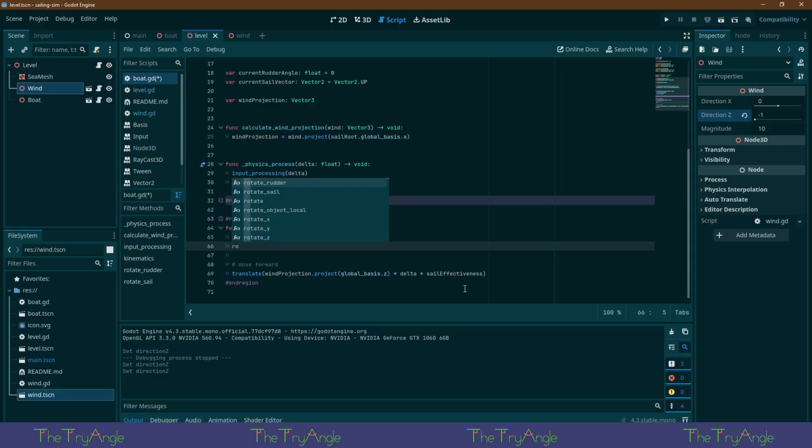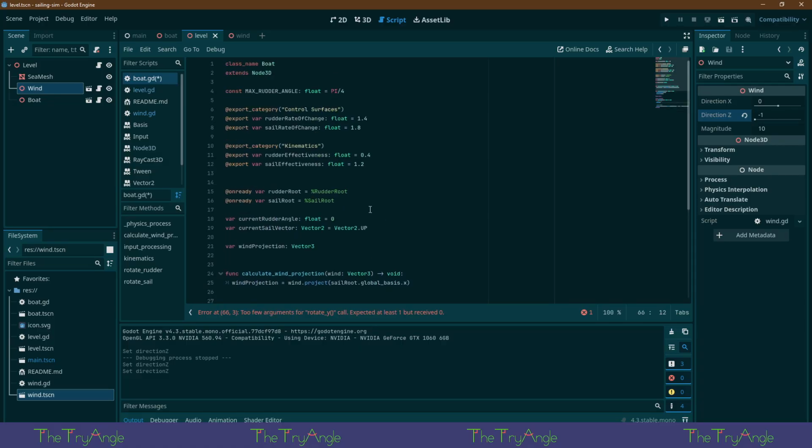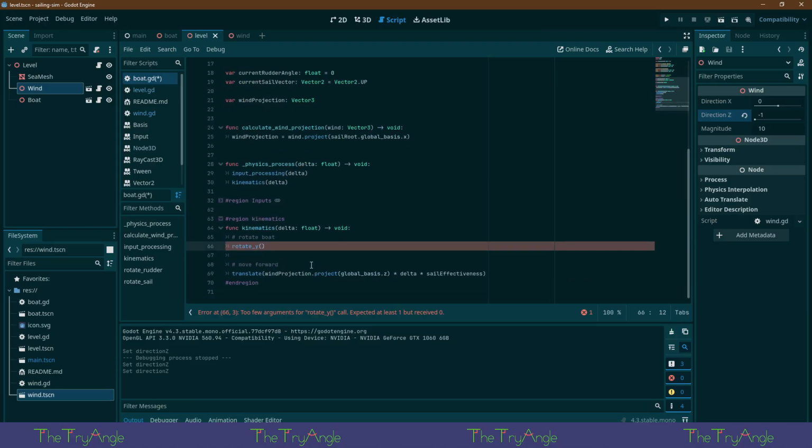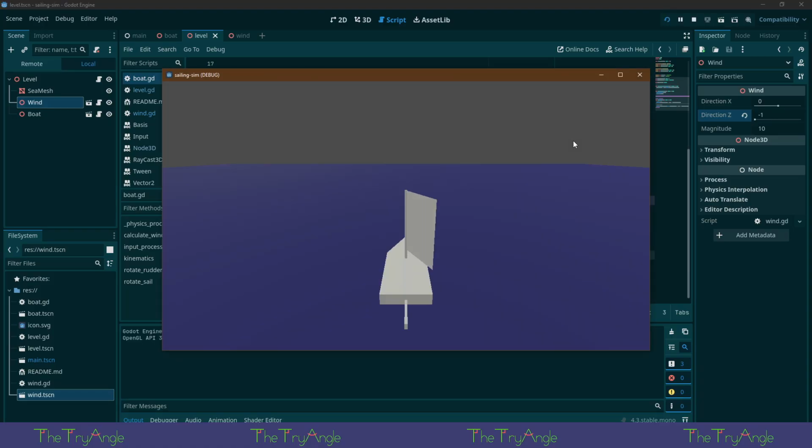Rotation. So we're going to rotate around the y-axis. But what are we rotating? Current rudder angle. Current rudder angle times delta times rudder effectiveness. All right, let's try that. So move forward a little bit. And we are rotating, but there's a bit of a problem.